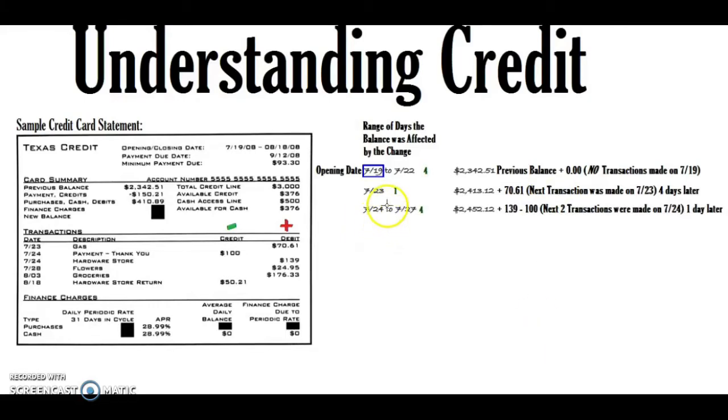The next change to the balance occurred on the 24th. We added $139 and subtract $100. These were made on the 24th, and the next transaction was made 4 days later on the 28th. So the range of days here is the 24th to the 27th. The 28th all the way to August 2nd is a range of 6 days. And we added $24.95 on the 28th, and that balance lasted for 6 days.